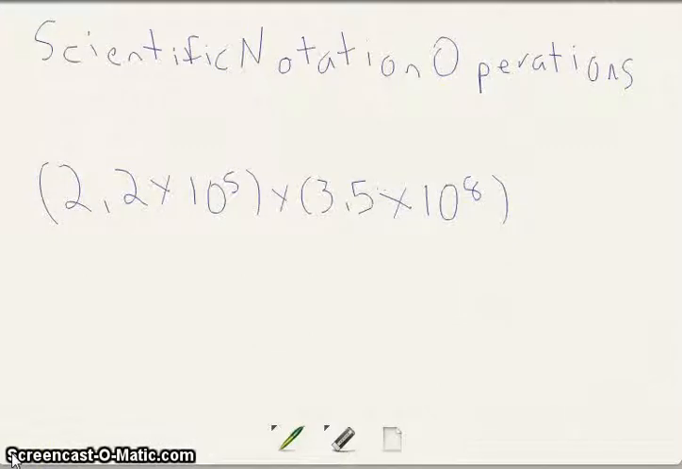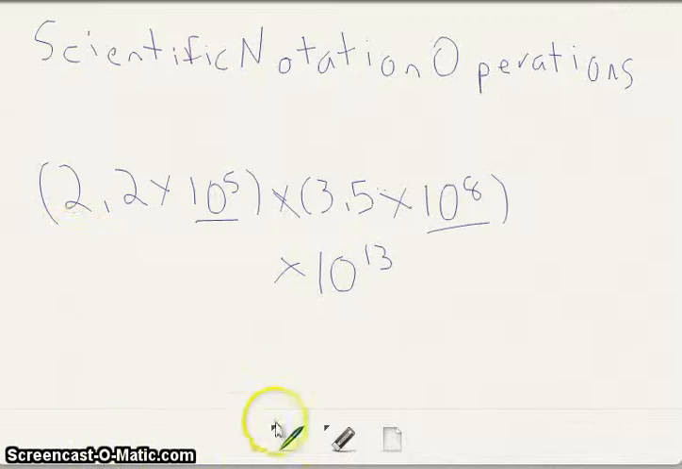Alright, so let's go over scientific notation operations. Anytime you have two numbers like we have here and we are multiplying them, the first step is to account for your exponents. Anytime you multiply something with exponents, all you simply need to do is add your exponents. So you're going to add 5 plus 8. So 5 plus 8 is 13. So we know this is going to end in 10 to the 13th for right now.